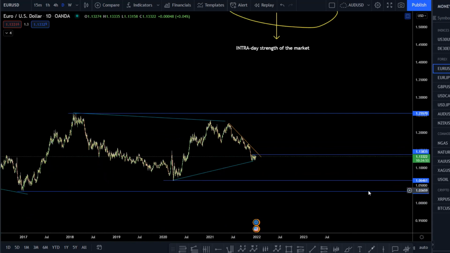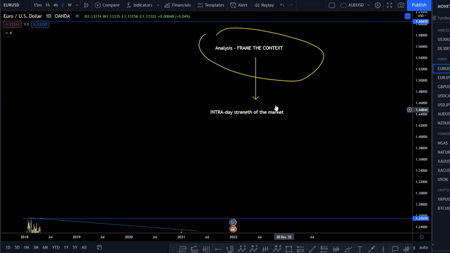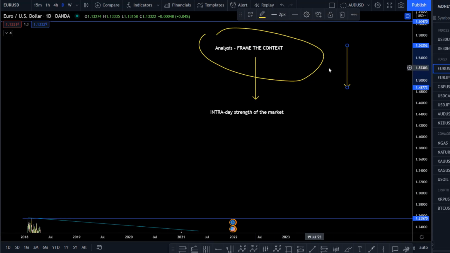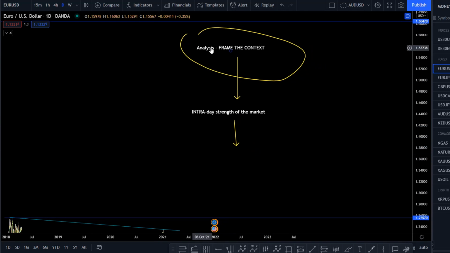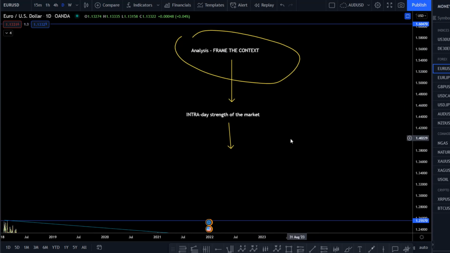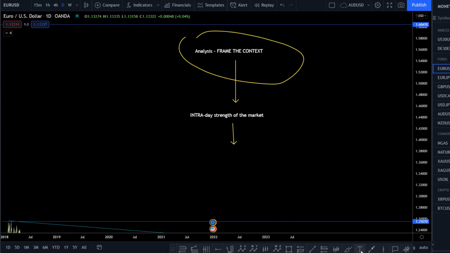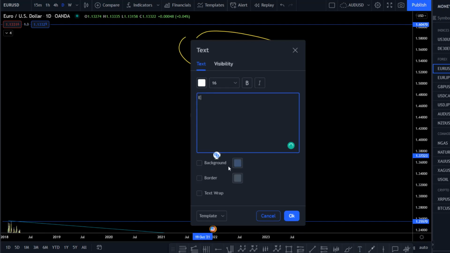Where is my drawing? There. Next thing is, after we have an analysis and we have framed the context, we then look at the intraday strength of the market, where we look at the conditions, if the market is aligned with our analysis. If this is so, then we can start looking for an entry.